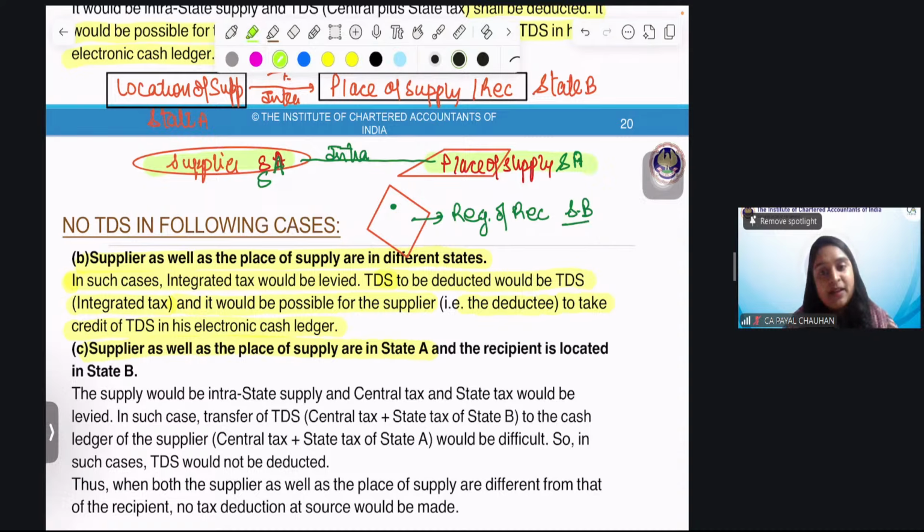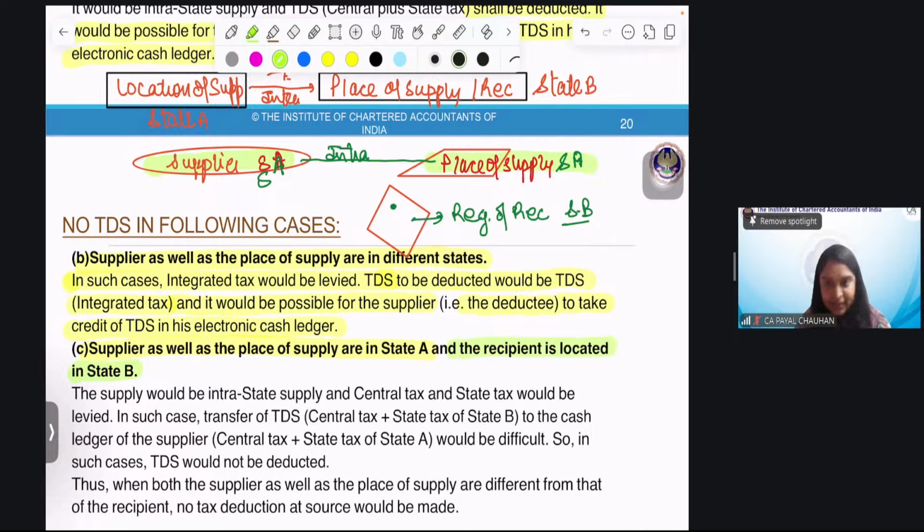If you people have a pen and a register, make it. It will become easy, right? Now the thing is, when the bill will be issued, it will be an intrastate supply. Tell me, is that correct? When the bill will be issued, it will be an intrastate supply. Right? Okay, perfect. Now the thing is, and the recipient is located in state B.